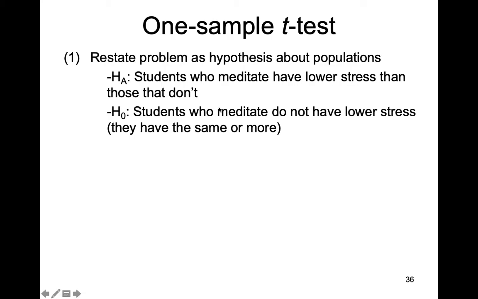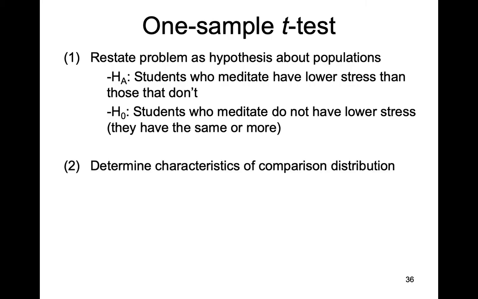Okay, so notice that the null needs to be written as the exact opposite. So it wouldn't be sufficient to say that they have the same amount of stress. We need to take into account that they either have the same or more stress. Okay, so it's the exact opposite of the research hypothesis. I think I got lazy and didn't state that in symbols, but that's okay.